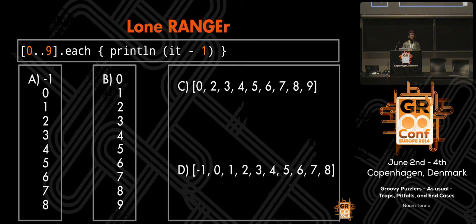Who votes for A? That's good. Who votes for B? No one. C? Okay. D, how about D? D is a nice choice, isn't it? Great. So, if you voted C, you won the internet. People, come claim the internet.